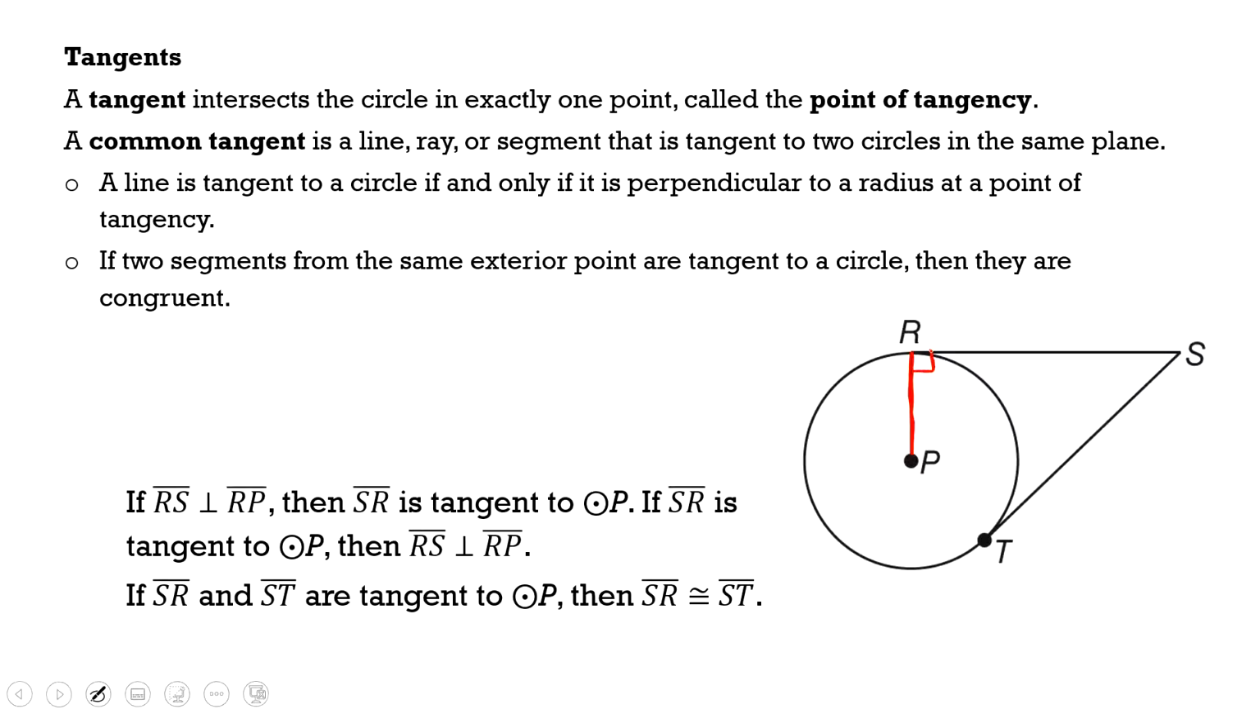So RS is tangent to circle P. So angle PRS is a right angle. And then if there are two external tangents from the same exterior point, like our example here, where we have 2 lines drawn from point F, then that tells us that those 2 tangents, when they touch the circle, are congruent. Does that make sense?